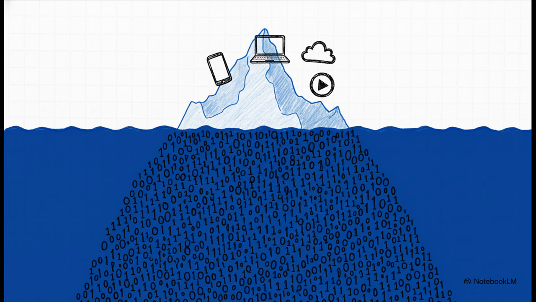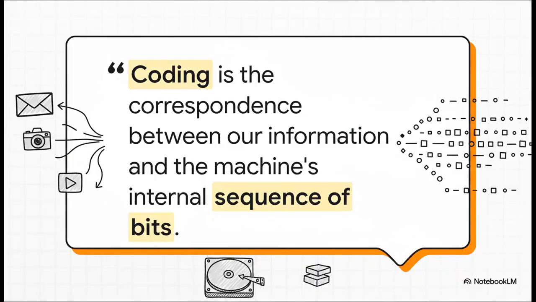Everything we see and use every day is just the tip of the iceberg. Underneath it all, supporting absolutely everything, is a massive, massive foundation of binary code. You know, there's this one sentence from our source material that just sums it all up perfectly. It says, coding consists of establishing a correspondence between the external representation of the information we use and its internal representation in the machine, which is a sequence of bits.